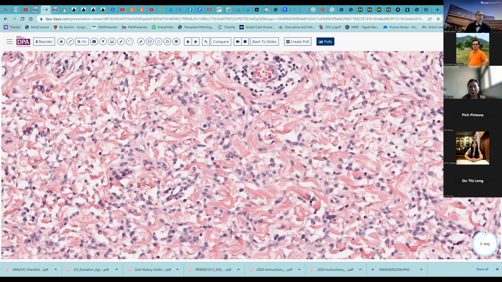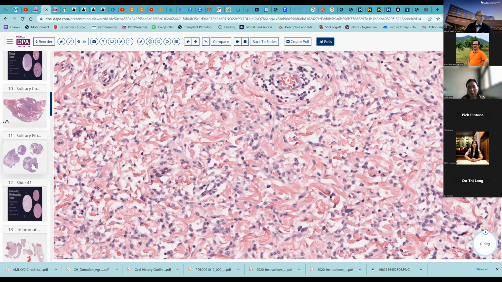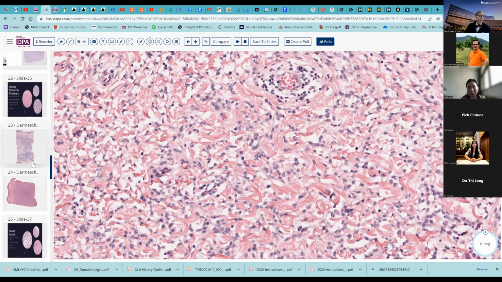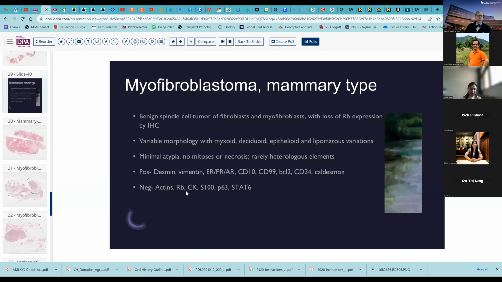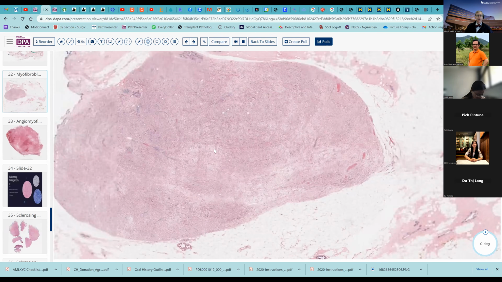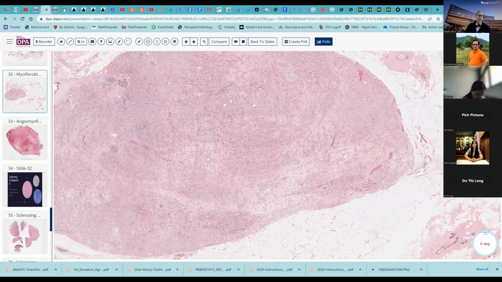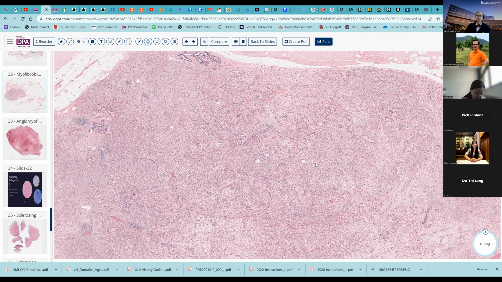Let me just go back here to our, just remind myself about the immunohistochemistry here, because I think this tumor can have positivity, yes, for CD34 and BCL2. So it can look a lot like the solitary fibrous tumor. But the difference would be no STAT6, and if you have access to a stain for RB, no expression of RB marker.